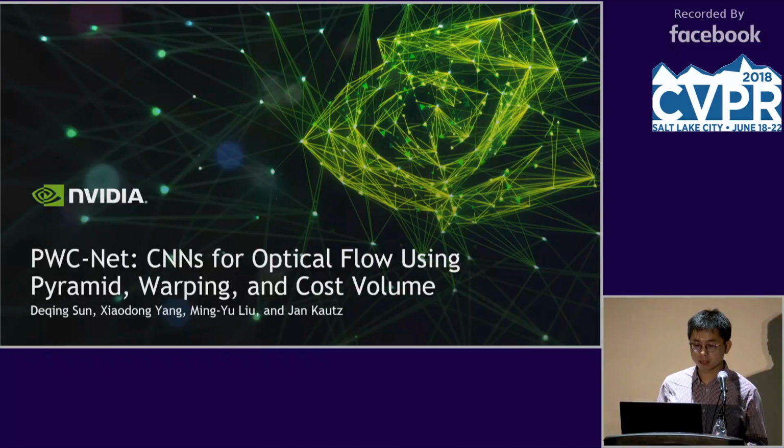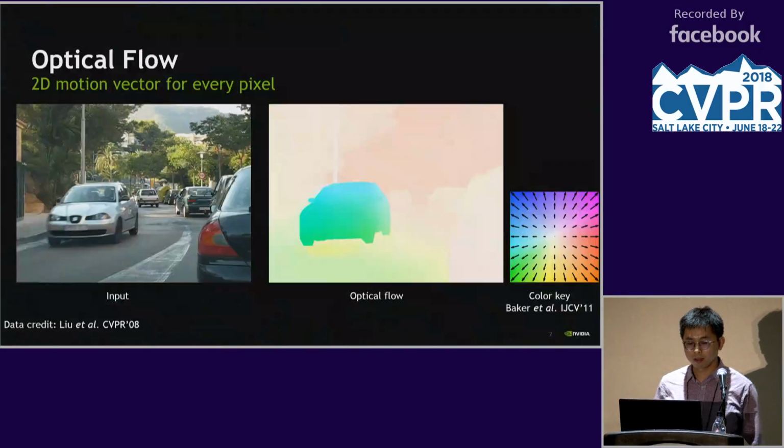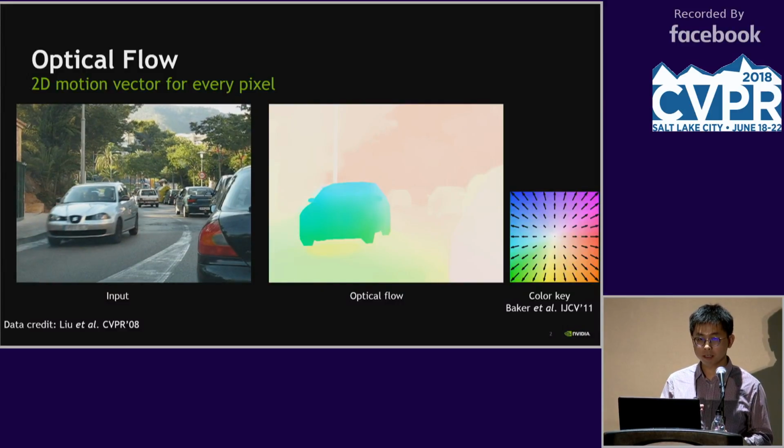Okay, our first presenter is going to be Deqing Sun. Thank you. It's a great pleasure to talk about our work on optical flow. It's joint work with my colleagues Xiaodong Yang, Ming-Yu Liu, and Jan Kautz. The goal of optical flow estimation is to predict a 2D motion vector for every pixel from one frame to the next, as shown in this color representation.